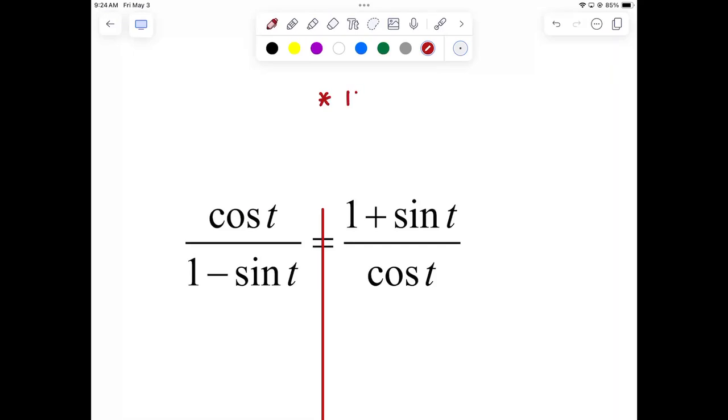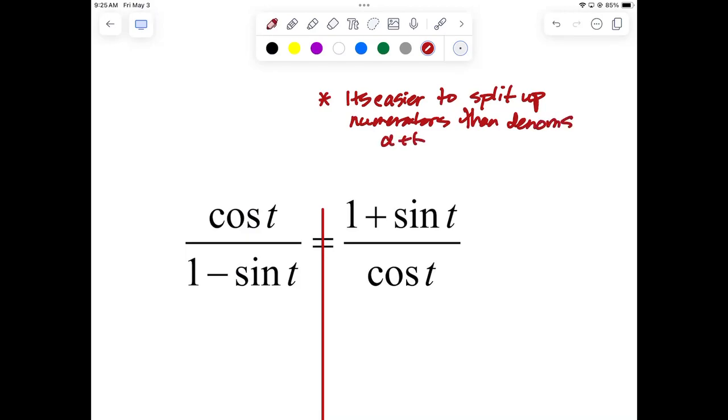Now here's just a little fact. It's easier to split up numerators than denominators. That's just a fact. Okay? So if you have A plus B all over C, that's the same as A over C plus B over C. You can't split up denominators. If you have A over B plus C, that is not A over B plus A over C.